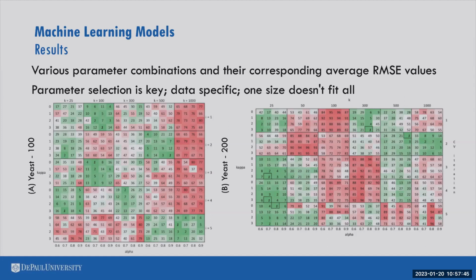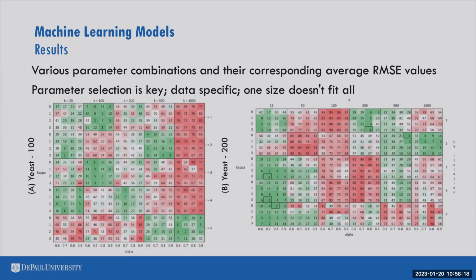Parameter selection is key, and it is very data specific. For example, this box here worked really well for this data set. It might not be the case that using K100 and these values for kappa and alpha will work for all the genomes. So one size doesn't fit all, just because of the nature of the sequence data that we get from different organisms. Just wanted to highlight that.